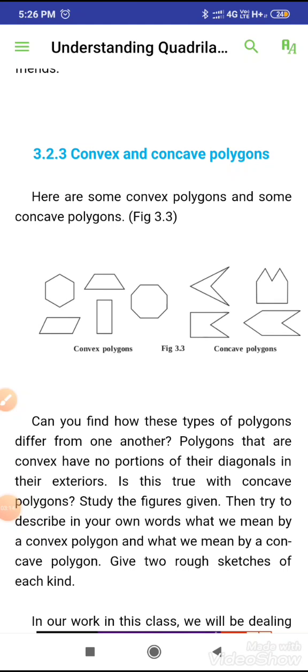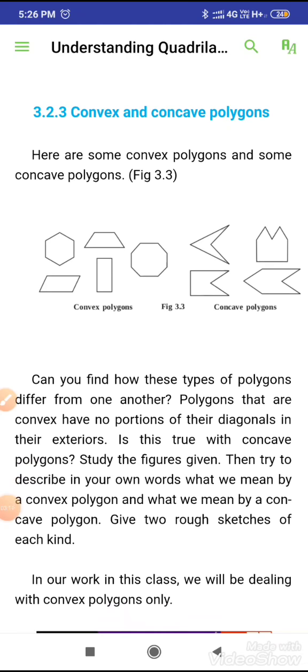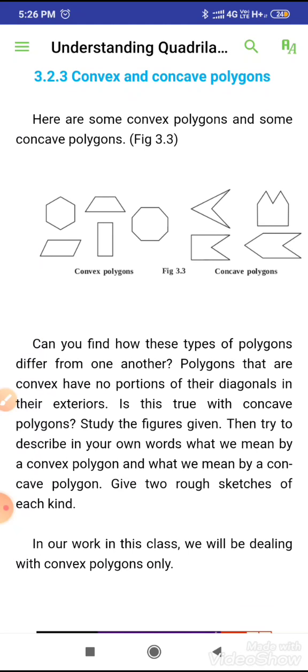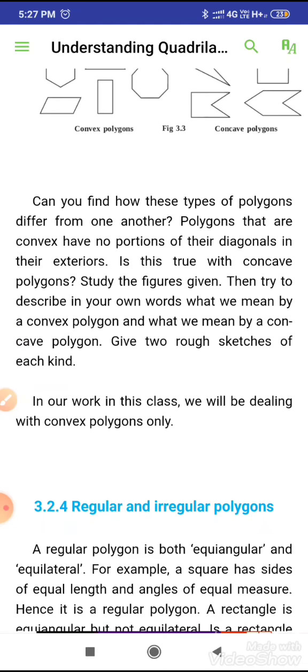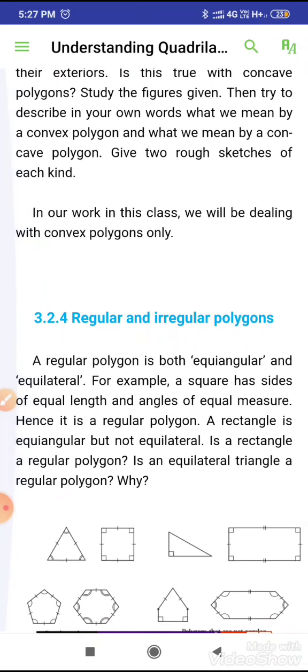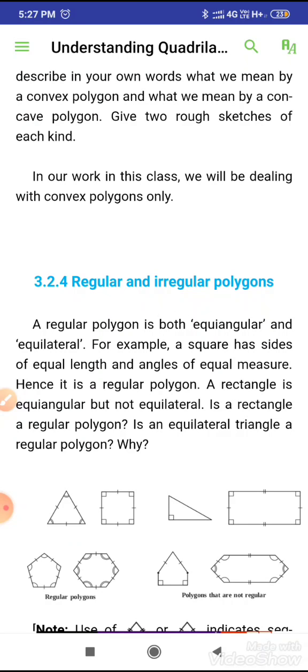Our next topic is convex and concave polygons. So what are convex and concave polygons? Polygons that are convex have no portion of their diagonals in their exterior, and for a concave polygon, some portion of its diagonals lies in its exterior.